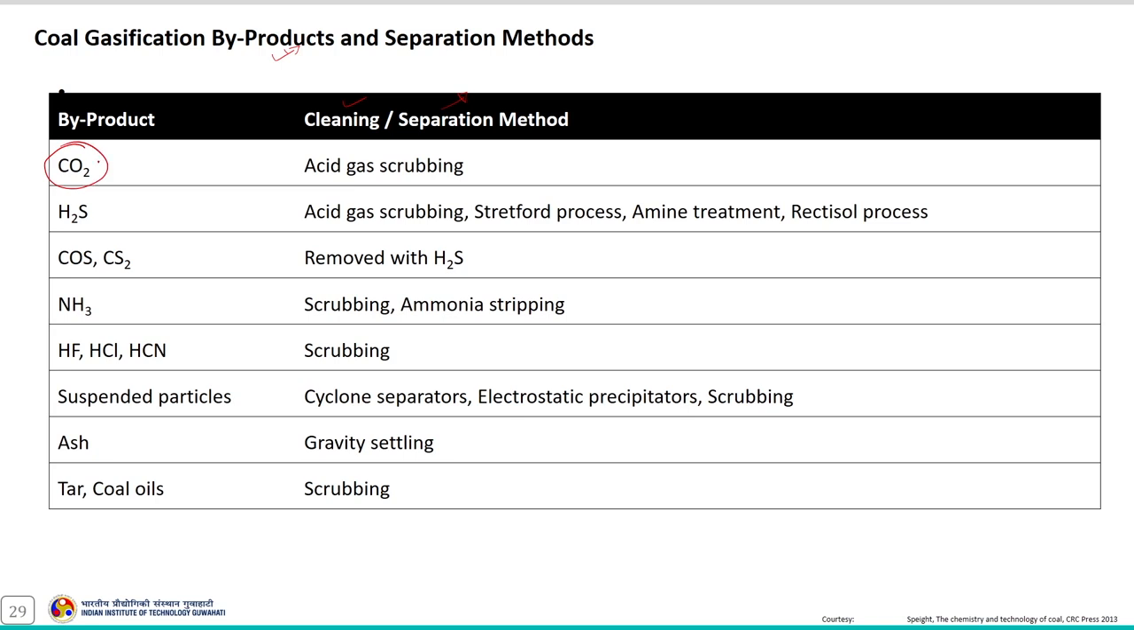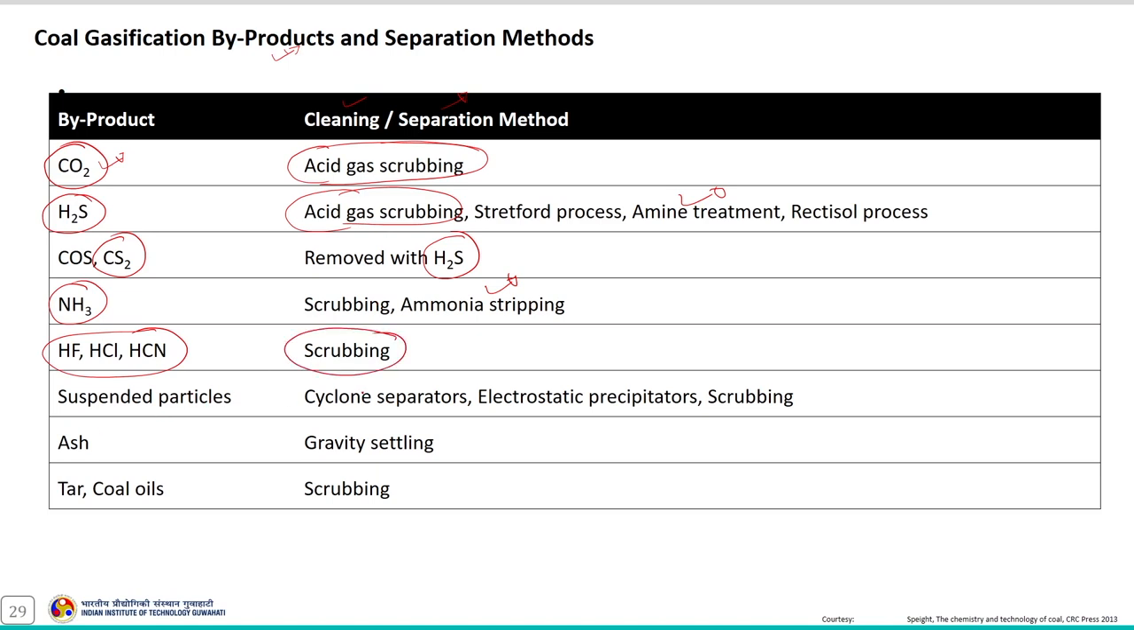For example, the byproduct CO2 can be cleaned using acid gas scrubbing method, while the H2S can be separated using acid gas scrubbing or amine treatment method. This CS2 can be removed along with the H2S. NH3 can be removed or separated by scrubbing or ammonia stripping method. These gases can be removed by scrubbing operation.